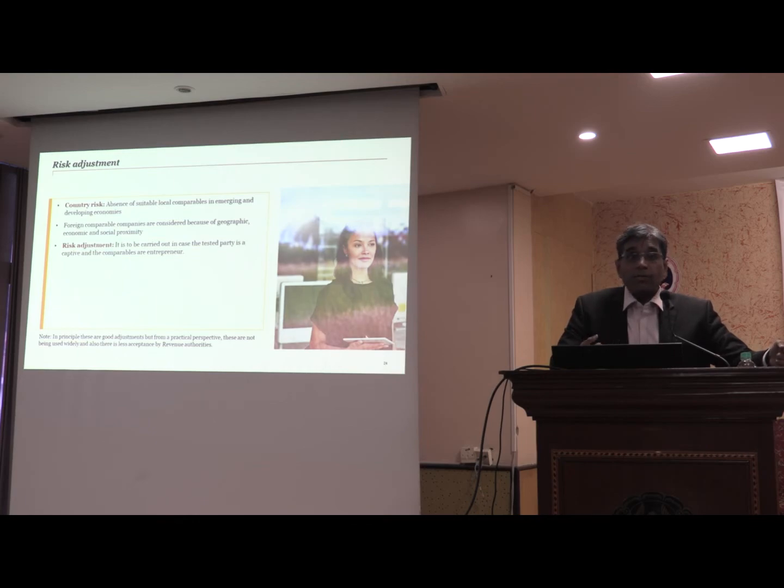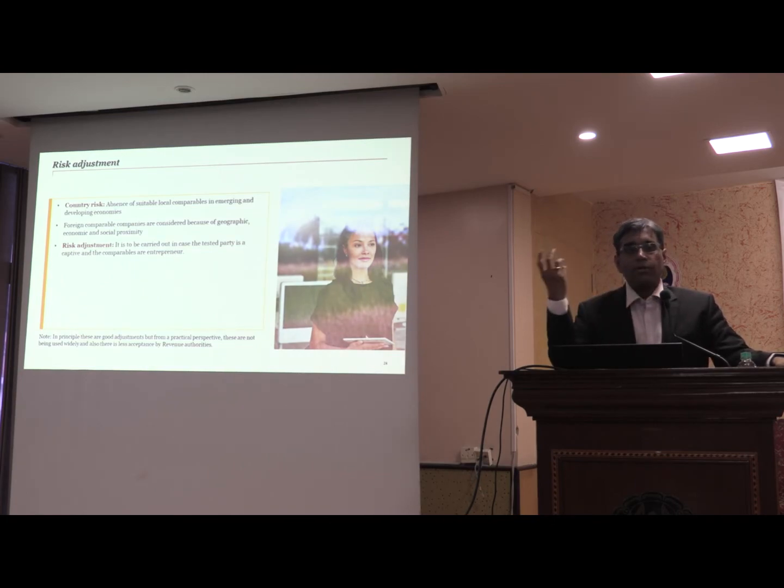Where did we get guidance from? In the US, in fact not in the US. US also has it, but in South Africa, another country. South Africa faces a limitation of comparables. You don't have good comparables in Africa. And South Africa always has a challenge. South African Revenue Administration has a very evolved mindset in terms of how you look at comparables. So what do they do? They look at European comparables.